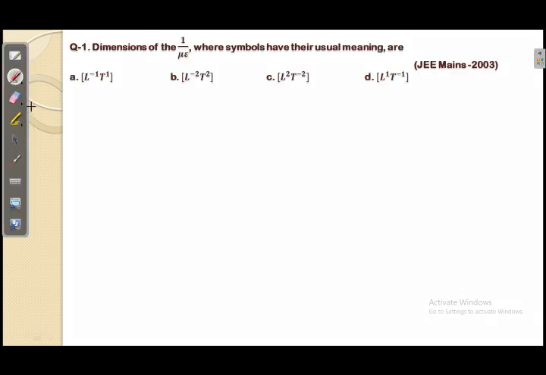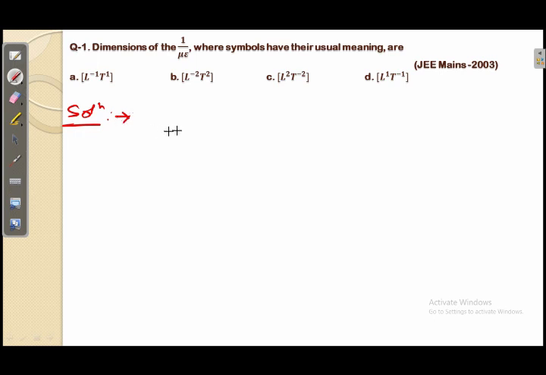So this is the first question. Question number one: dimensions of 1 by mu into epsilon, where the symbols have their usual meaning, are. This question was asked in JEE Mains 2003. They have given four options. So we'll directly move towards the solution. This is a very simple question.